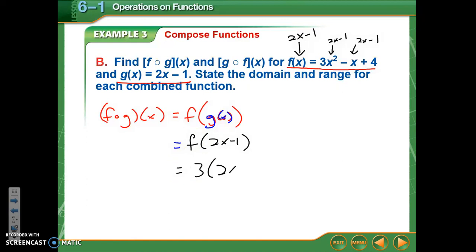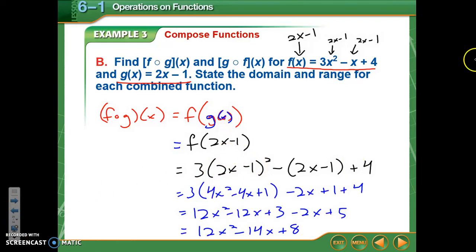So that's 3 times (2x minus 1) quantity squared minus (2x minus 1) plus 4. So notice, everywhere there was an x, I replaced it with 2x minus 1. And there's the work to get to your final answer. So this 12x squared minus 14x plus 8 is f of g of x.